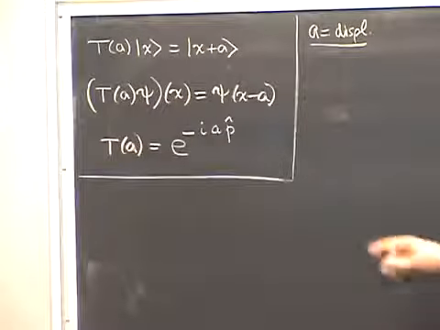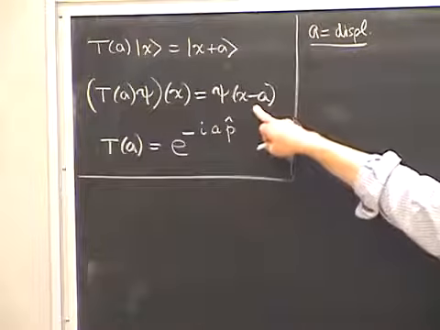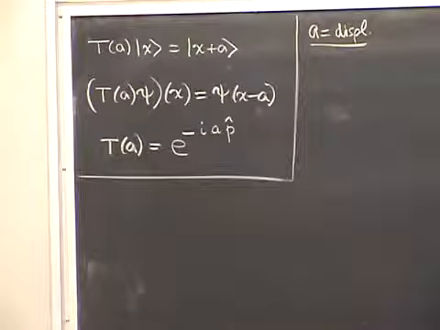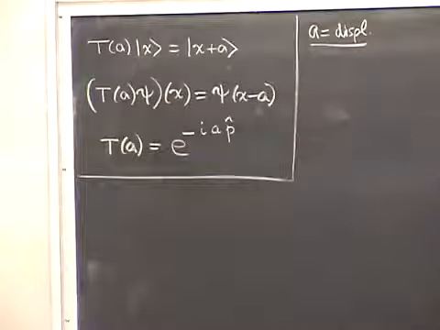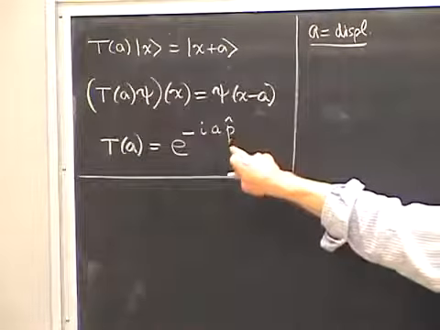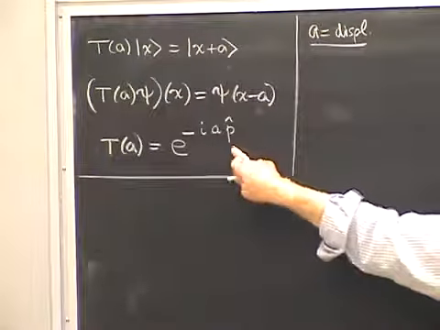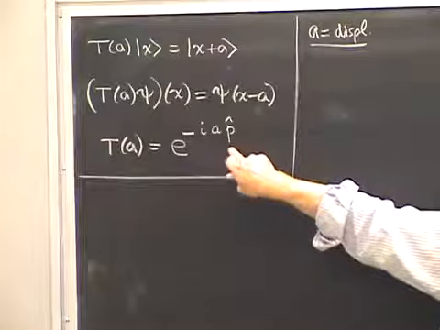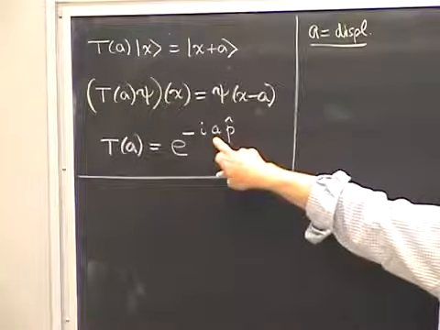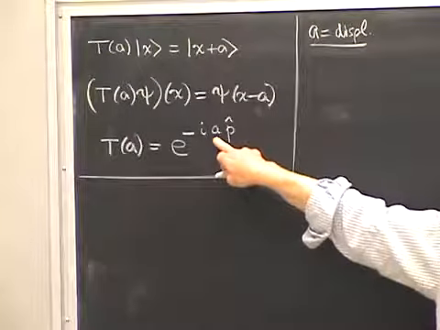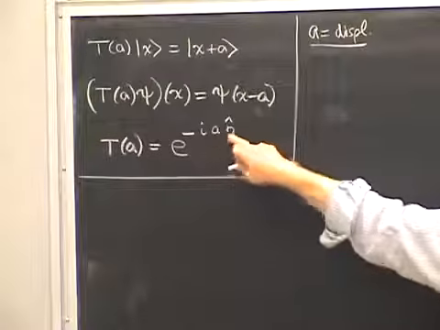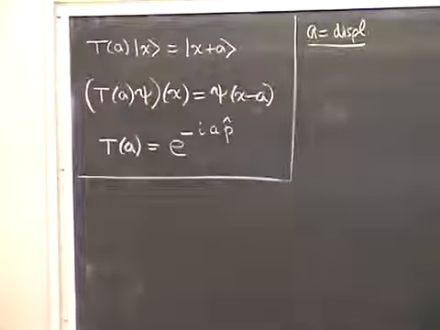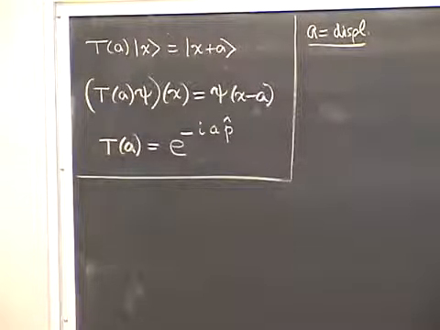The second line gives the effect of the translation operator on wave functions. And the third line gives the expression of the translation operator in terms of its generator, which is the momentum. I'm putting a hat here to indicate that's the momentum operator. The A here is an ordinary number, or C number, as Dirac would say. Multiplying P, it's really the displacement. Anyway, these are things we covered before.